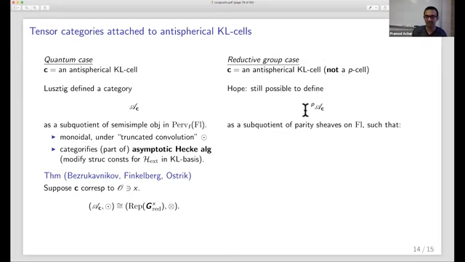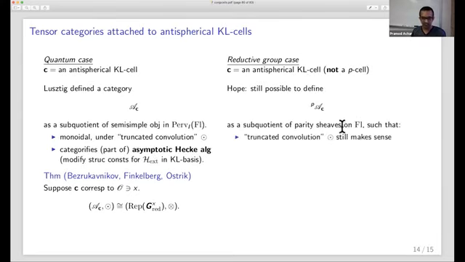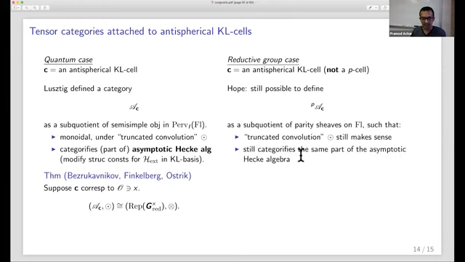Sorry, a KL cell. And the hope is that it's still possible to define a category now, not in terms of semi-simple perverse sheaves, but in terms of parity sheaves, such that it should still have truncated convolution. It should still categorify the asymptotic Hecke algebra. The weird thing is that parity sheaves categorify the P canonical basis, but I want this thing to categorify something defined in terms of the Kazhdan-Lusztig basis.